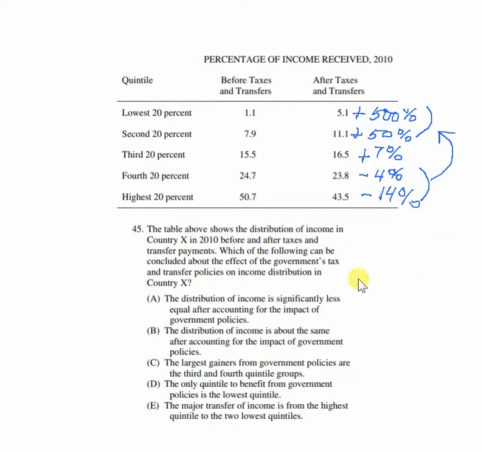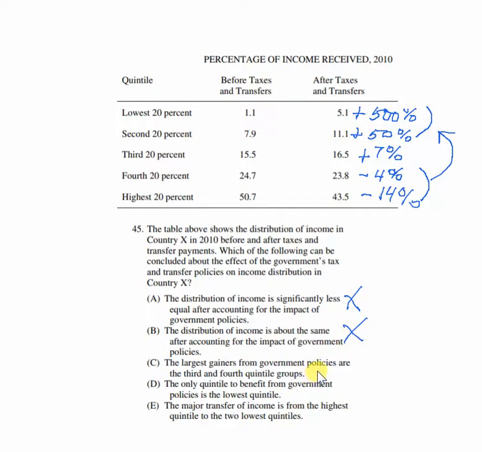Okay, so let's look at the choices and see which one makes sense. The distribution of income is significantly less equal after accounting for the impact of the government policies. So here we go from 1 to 5, that's a much bigger change than 5.1 to 4.3. So it's more equal, not less equal. So that's not correct. The distribution of income is about the same after accounting for the impact of the government. And we can see the distribution of income did change enough to make that incorrect.